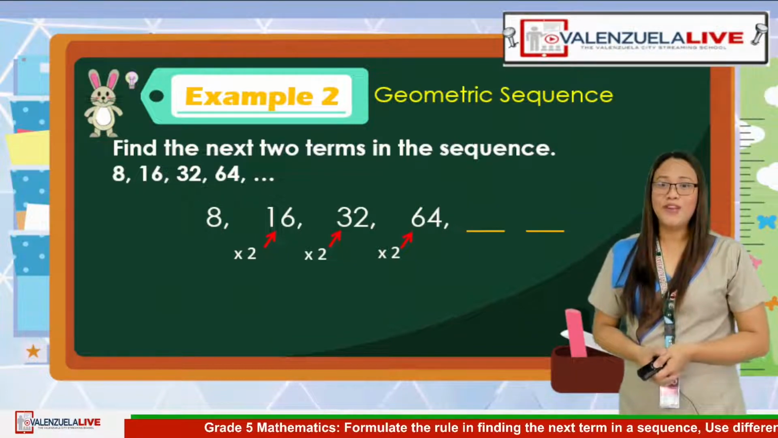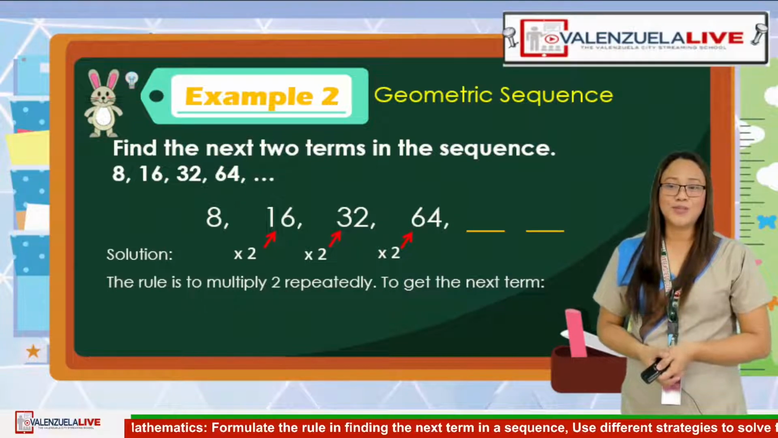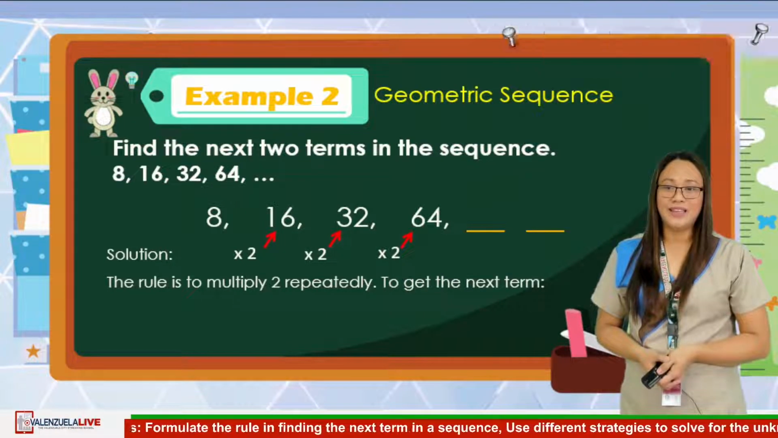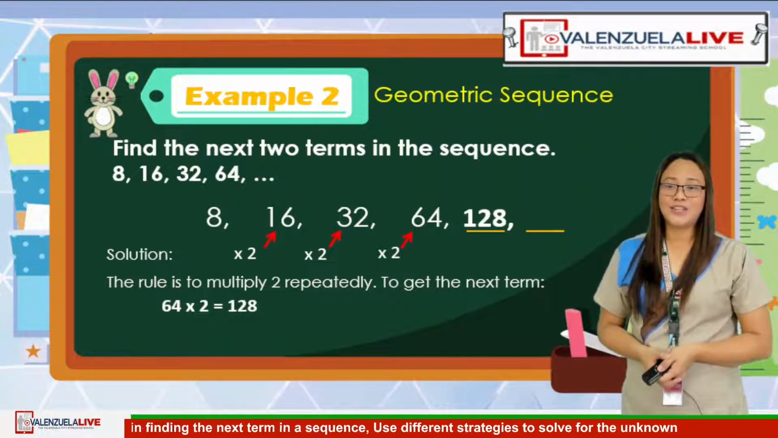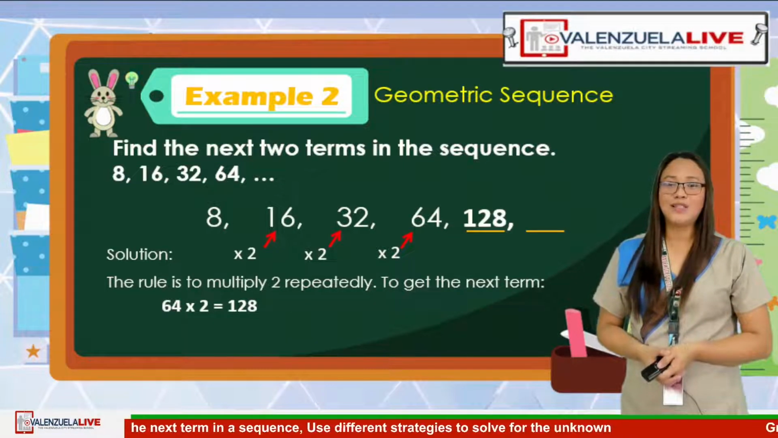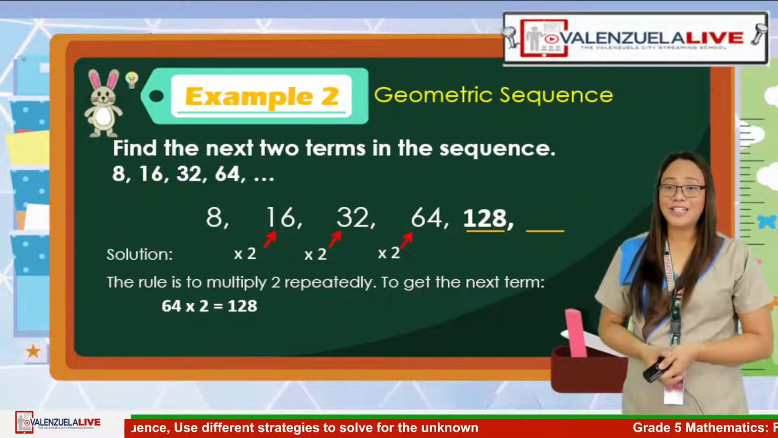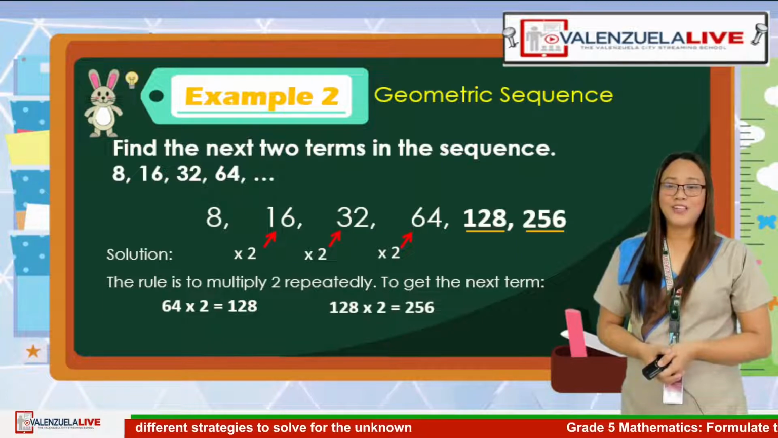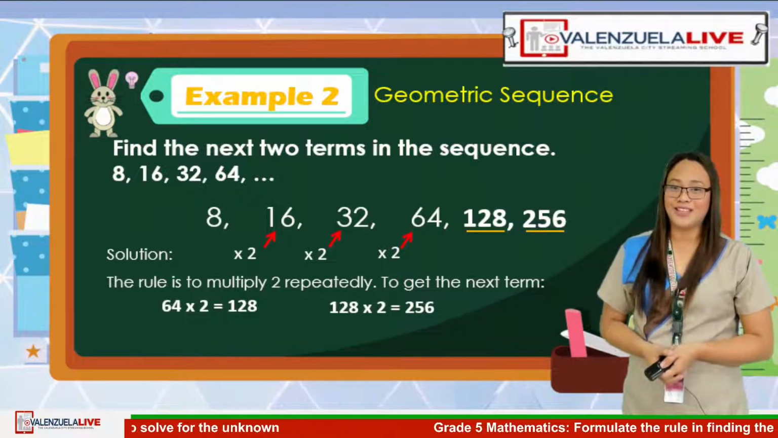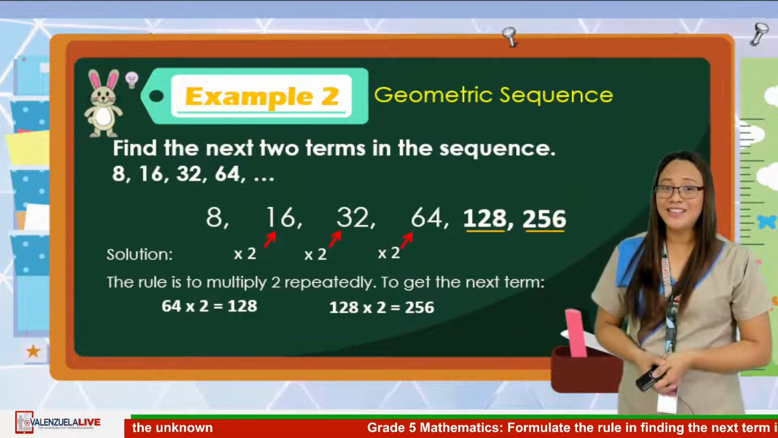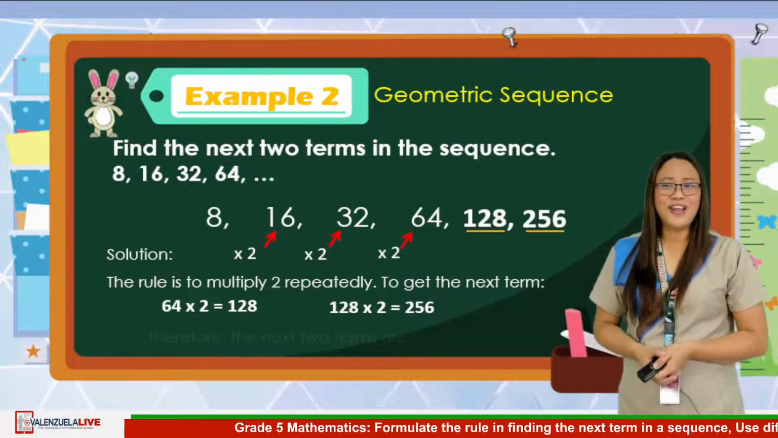Okay, so in finding the next term, again, the rule is to multiply 2 repeatedly. To get the next term, we have here 64 times 2 is equal to 128. Then, for the last term, we have 128 times 2 is equal to 256. Did you get the correct answer? Excellent, grade 5 mathletes. All right, let's have another example.